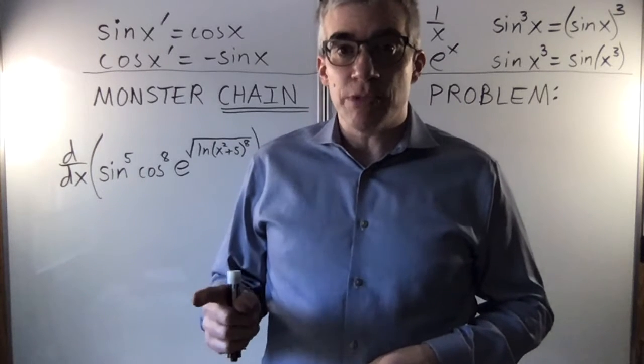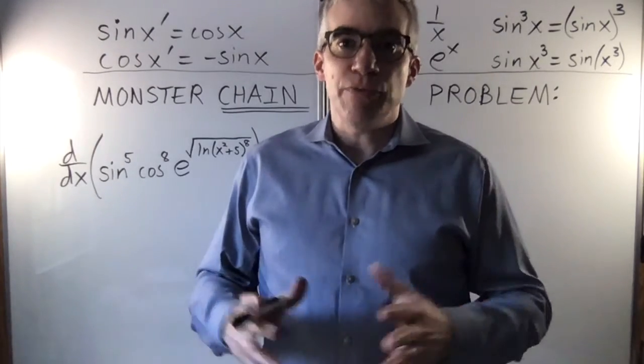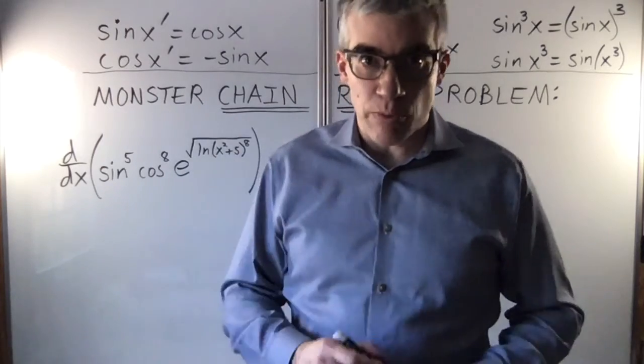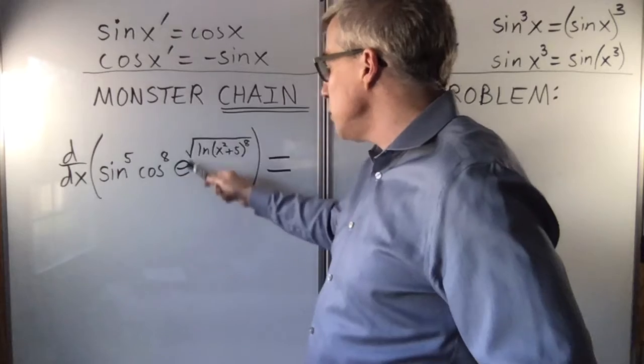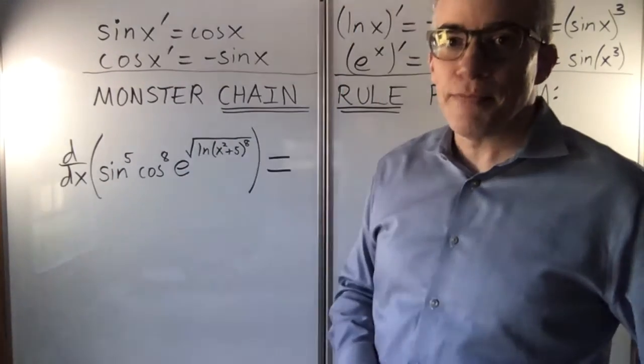Usually, easy problems are a good way to learn something. I've actually found for the chain rule, if you work a really hard problem, you get into the rhythm of it and you get the rule. We want the derivative of sine to the fifth of cosine to the eighth of e raised to the square root of log of x squared plus 5, all to the eighth.